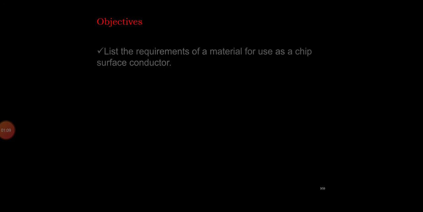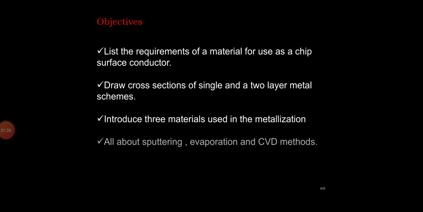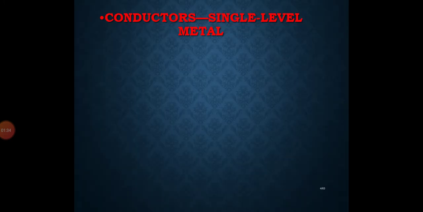Now, objectives. List the components of a material for use in a chip surface conductor. Draw cross sections of single and two layer metal schemes. Introduce three materials used in metallization. All about sputtering, evaporation, and CVD methods. These are the methods. Describe the principle and operation of vacuum pumps.